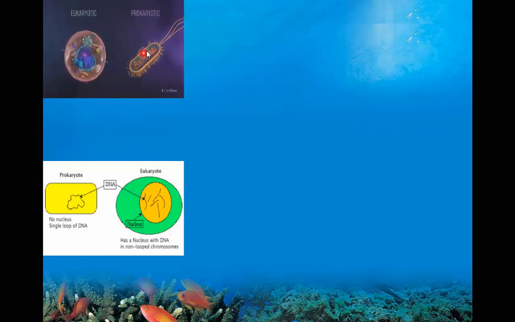The DNA material or the nuclear material is scattered within the cytoplasm. The other picture on your screen also clearly explains that a prokaryote does not have a proper nucleus. There is just a single loop of DNA, and DNA is a chemical molecule that contains the hereditary material. Whereas the eukaryotes have a proper nucleus, and the DNA is basically a non-looped chromosome.